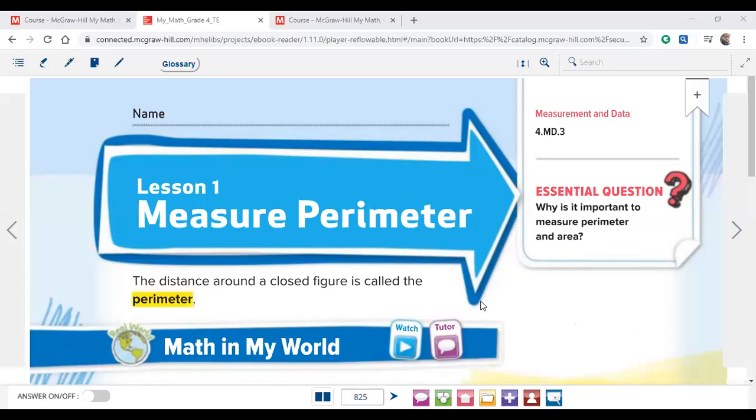What is the perimeter of the shapes? Perimeter is the distance around a closed shape or closed figure. If I have any shape, to find its perimeter means you have the total distance around this shape, as you see in your book. The distance around a closed figure is called the perimeter.